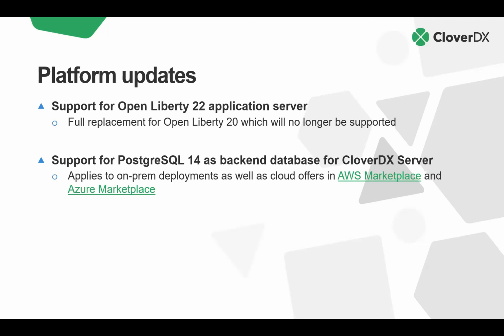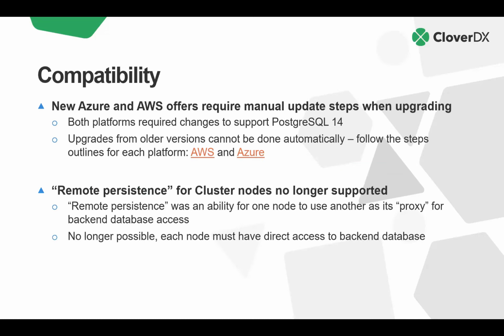A bigger change is in supporting PostgreSQL 14 as a backend database for CloverDX Server. This you can do in every version of Clover, whether you are doing on-premise deployments or cloud deployments through our offers from AWS Marketplace and Azure Marketplace. And this is actually where one of the compatibility changes came from, because both AWS and Azure required quite large changes in our template and offers in those marketplaces to be able to support PostgreSQL 14. For example, for Azure, it means that instead of a single server template, we now have to use flexible server. And similarly for AWS, there are larger changes.